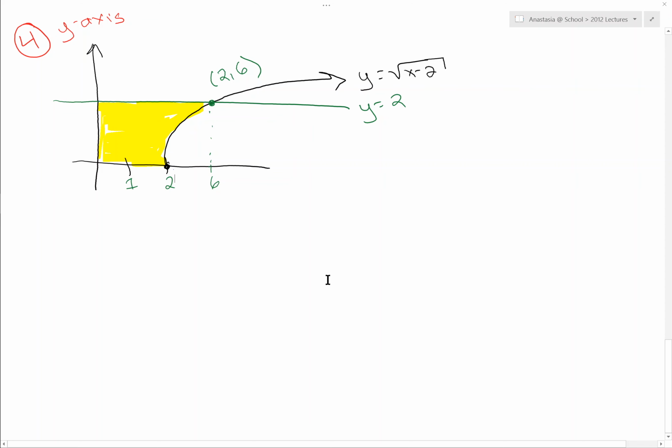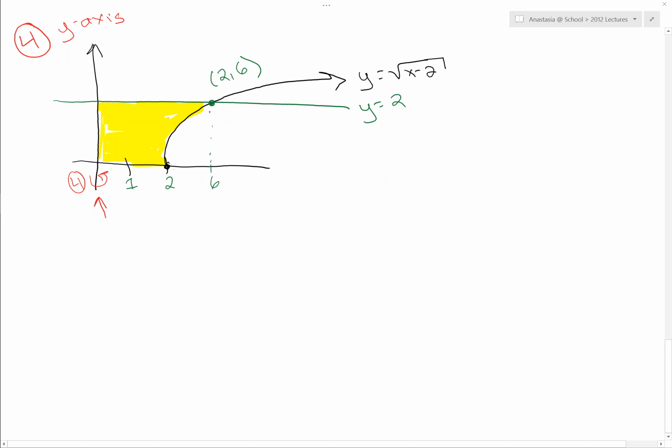Hello, in this video we are finishing our discussion of section 7.3 on the shell method. Specifically, we're working through part 4 in example 1, where we have this region that's shaded here, bounded by the curve y equals the square root of x minus 2, line y equals 2, and then restricted to the first quadrant. And in part 4, we are rotating this region about the y-axis.